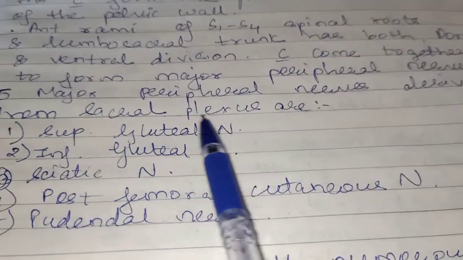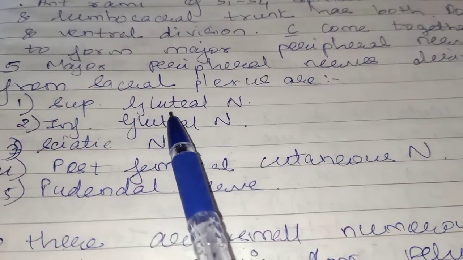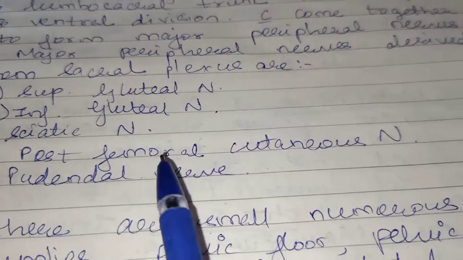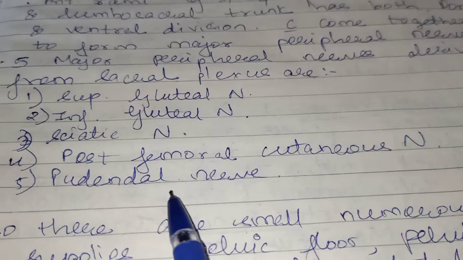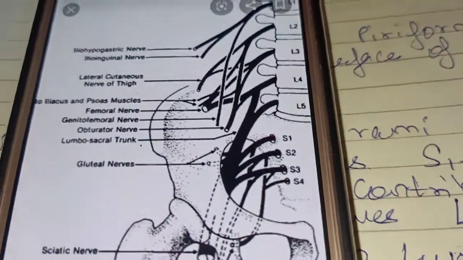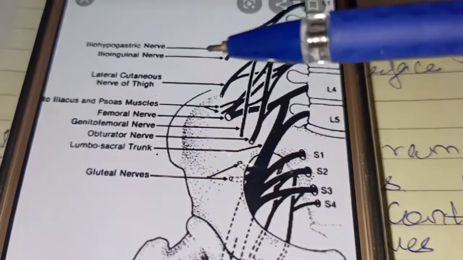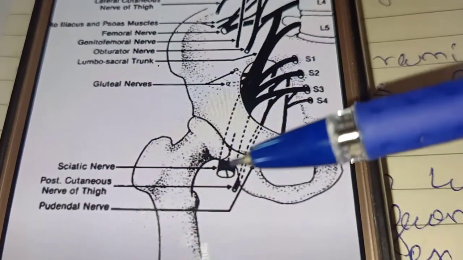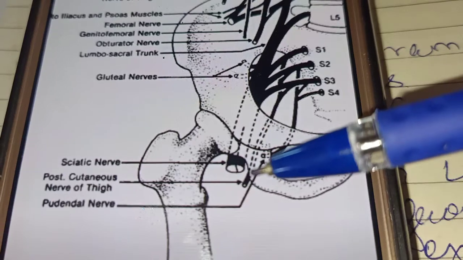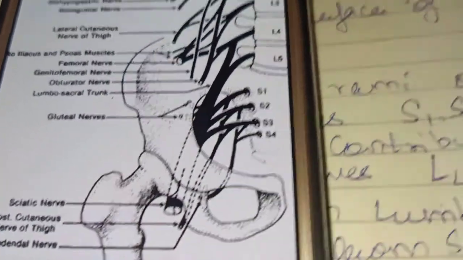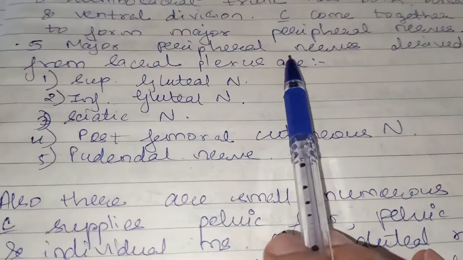So which were the 5 major peripheral nerves? The superior gluteal nerve, the inferior gluteal nerve, the sciatic nerve, the posterior femoral cutaneous nerve, and the pudendal nerve. You have to remember the names of these nerves by heart. Here is the sacral plexus, the superior and inferior gluteal nerves, the largest nerve, the sciatic nerve, the posterior cutaneous nerve of the thigh, and the pudendal nerve. These are the major peripheral nerves.